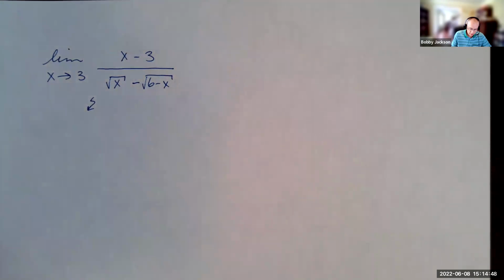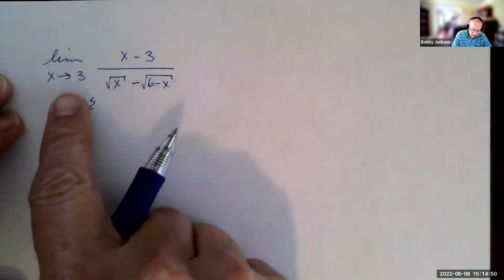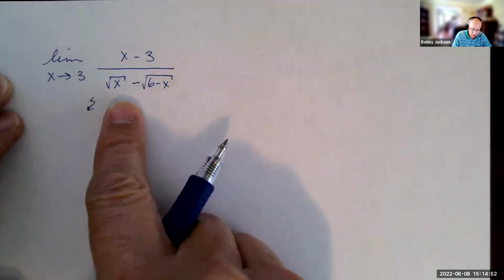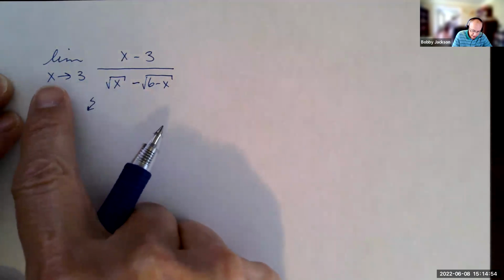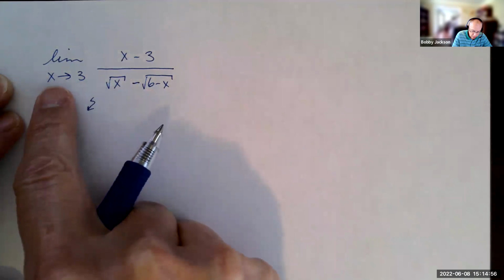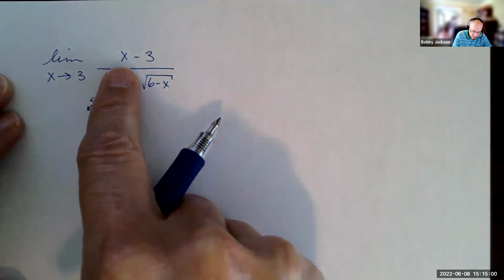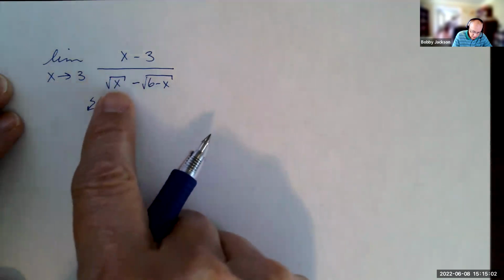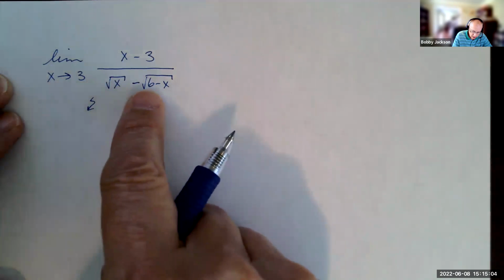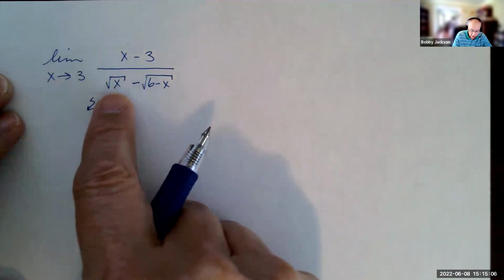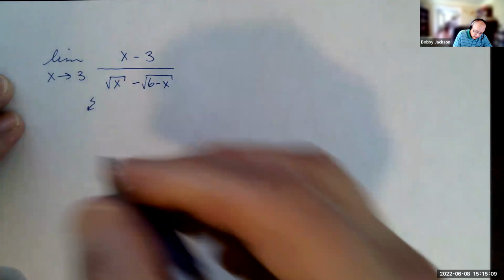Let's take a look at this limit here as x approaches 3 of this expression. As always, we want to try to evaluate by simply plugging in directly x equal 3. Of course, what happens up top, 3 minus 3 is 0. Down on the bottom, I get the square root of 3, and then 6 minus 3 is 3. So I get the square root of 3 minus the square root of 3, which is 0.